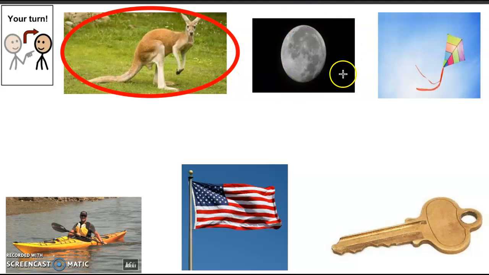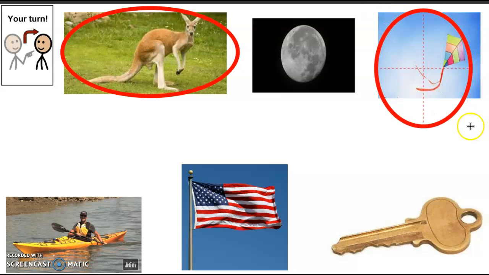Our next picture is of a moon. Moon. Do you hear the K sound in the word moon? No, we don't. So I'm going to leave this picture by itself. Our next picture is of a kite. Kite. Can you say the word kite? Do you hear the K sound in the beginning of kite? Yes, so let's go ahead and circle this picture as well.